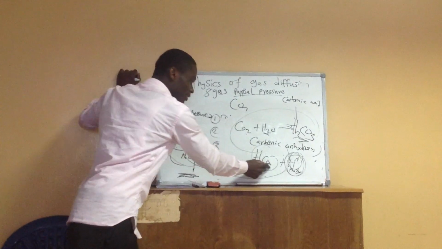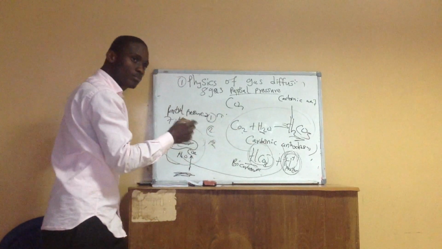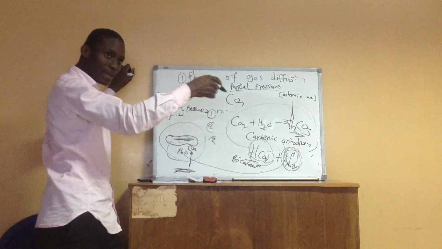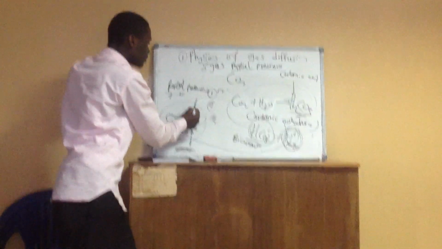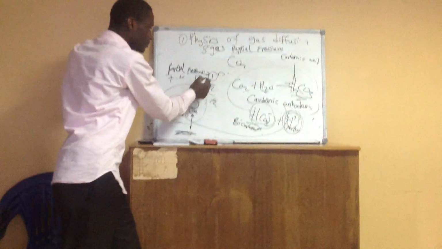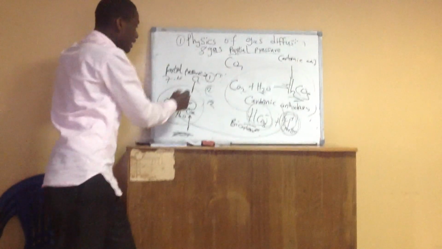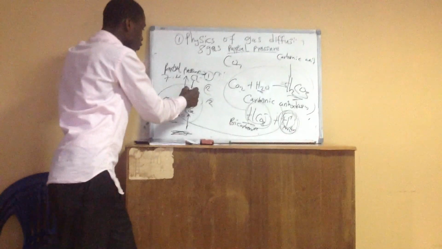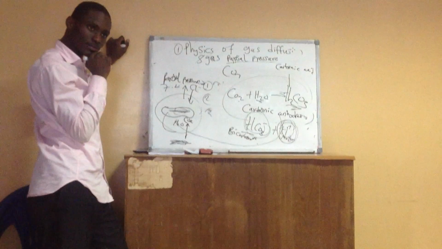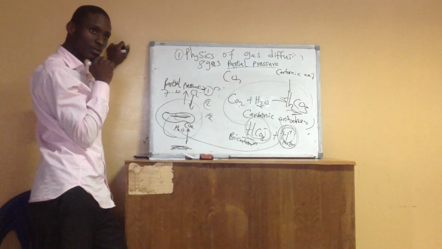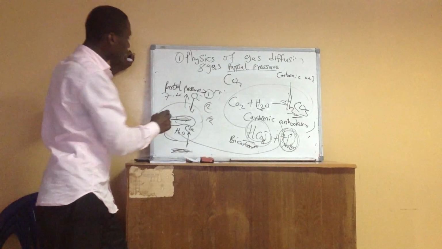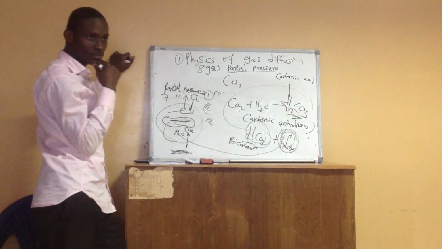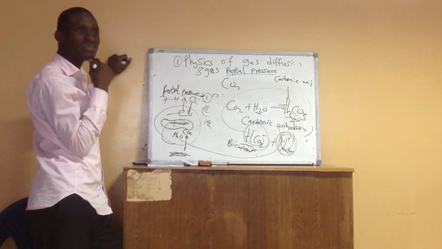Now, the bicarbonate that was also produced due to that breaking down by carbonic anhydrase will be exchanged with chlorine. So bicarbonate will go out, chlorine will come in. Are we getting the point very well? So what's the use of chlorine? Chlorine is to increase the electronegativity in the cell.